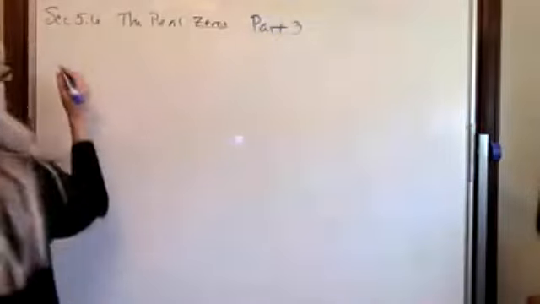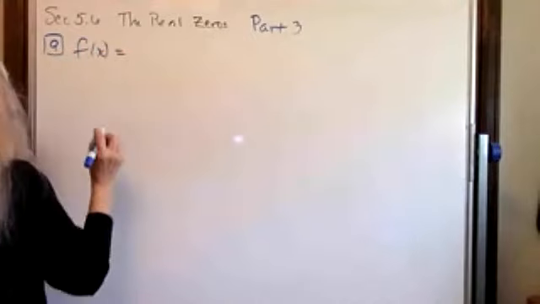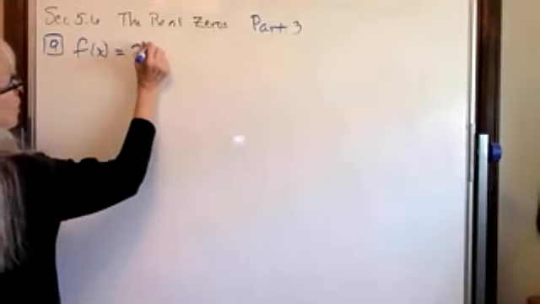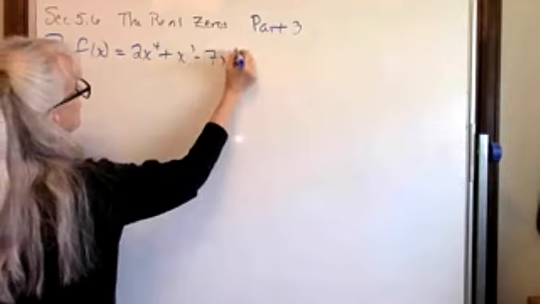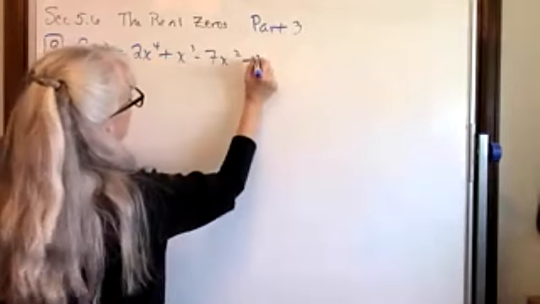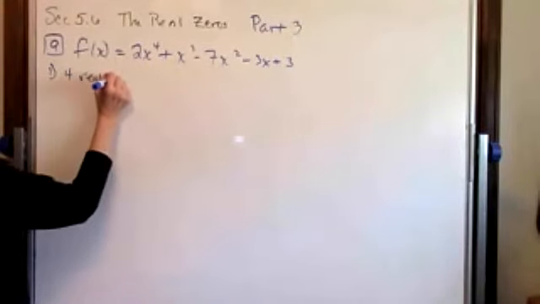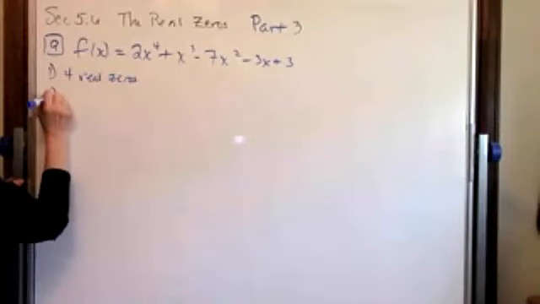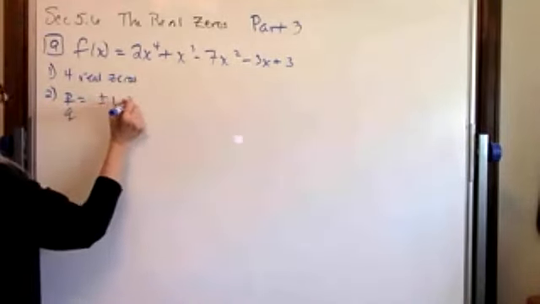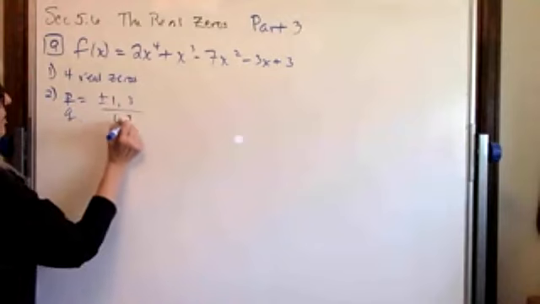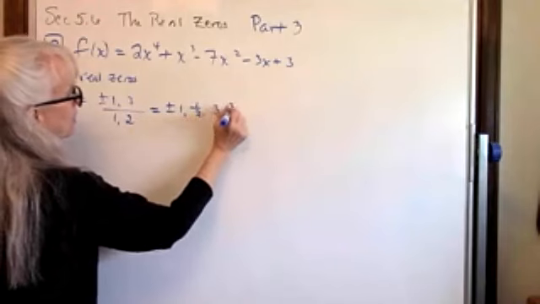So example 9, we're going to come in and do the same process with 2x plus x cubed minus 7x squared minus 3x plus. So this time we know that there could be 4 real zeros at most. Our P over Q list is a little bit obnoxious again. So all factors of P, which are 1 and 3, over all factors of Q, which are 1 and 2. So that's going to give me 1, 1/2, 3, 3/2.